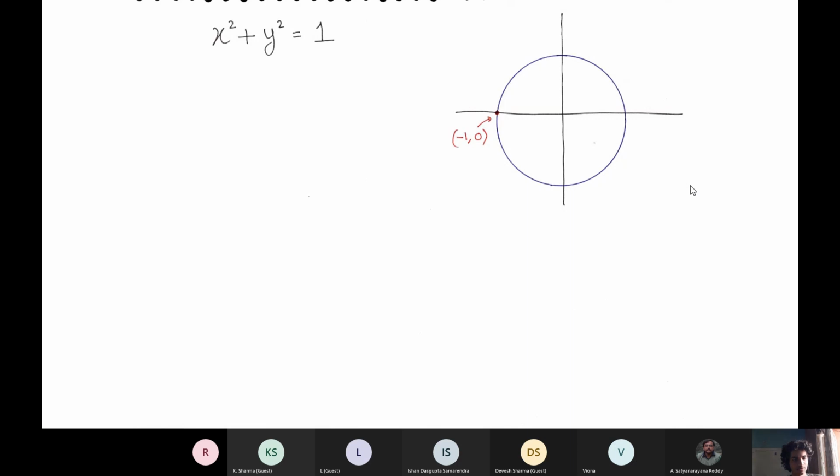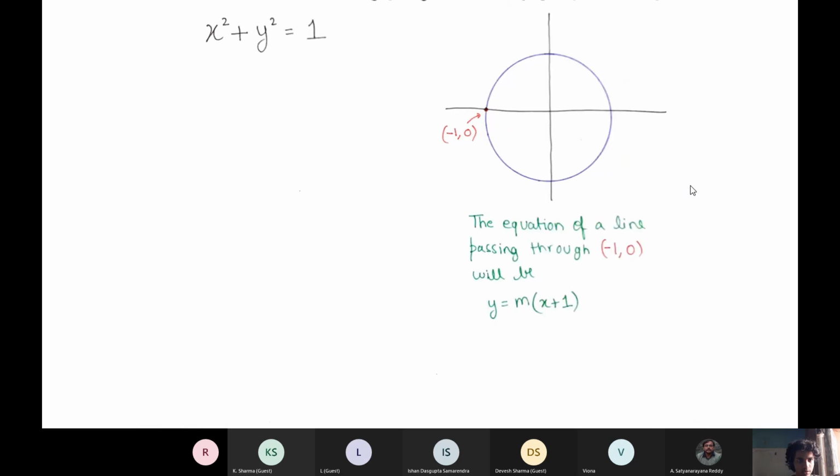So if you have this point (-1, 0), and suppose you put a rational line through it, we are working with a line like y = mx + c, where m and c are rational numbers. As you all know, m is the slope and c is the point where the line intersects the y-axis. So suppose you put a line passing through this point, then the equation of that line would be y = m(x + 1).